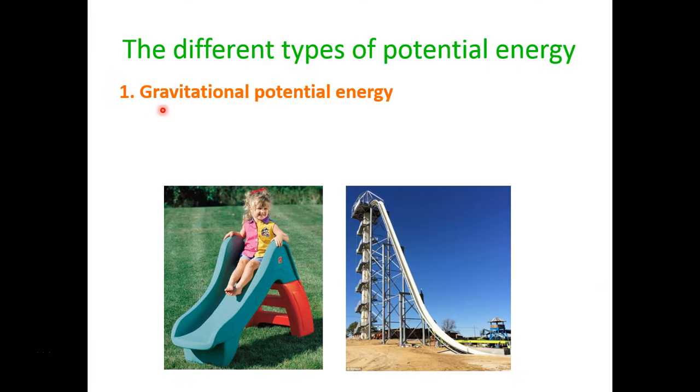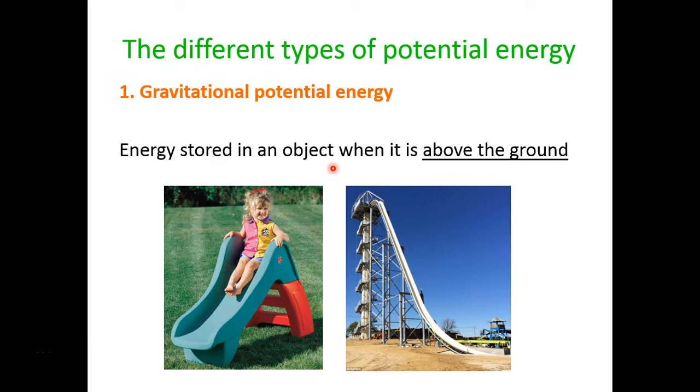So the first form of potential energy is gravitational potential energy. That is energy stored in an object when it is above the ground. So this girl has increased her gravitational potential energy by climbing up the ladder. She's moved higher up off the ground, so she's got higher gravitational energy. So the higher an object is, the more gravitational potential energy it will have. So climbing right to the top of this slide, the girl would have much more potential energy than just climbing to the top of this tiny slide.